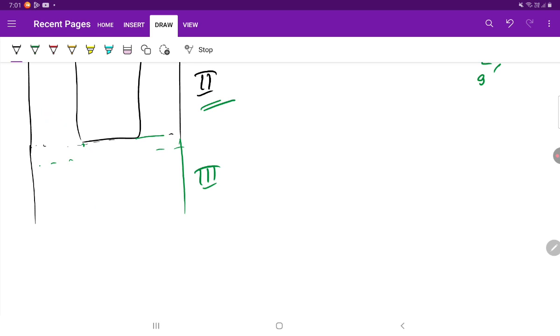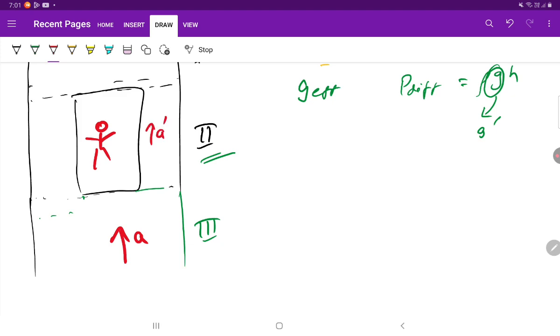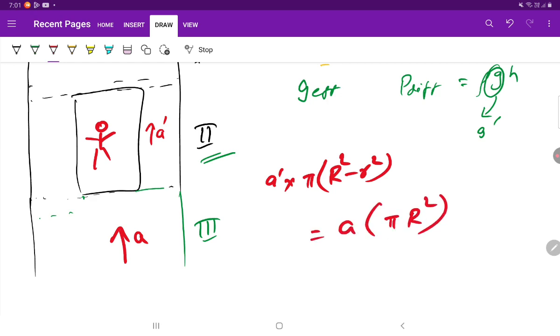In the frame of the body, I am sitting on the body, and it accelerates downwards with A. Since with respect to the lab frame region 3 is at rest, with respect to the body region 3 will go upwards with acceleration A. Now region 2 will also have acceleration, but it will not be A, it will be A dash. So A dash times pi (capital R square minus small r square) is equal to A times pi capital R square, which is the equation of continuity.